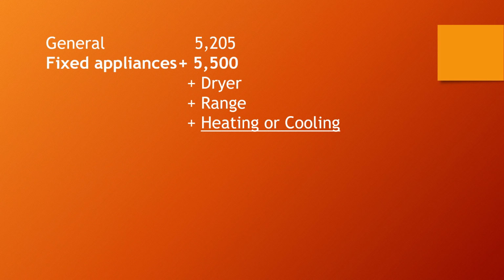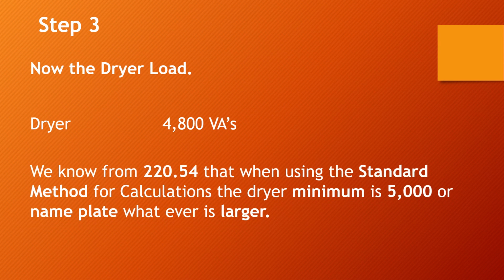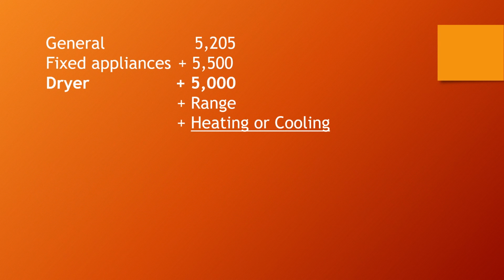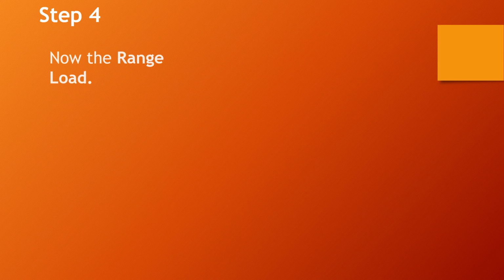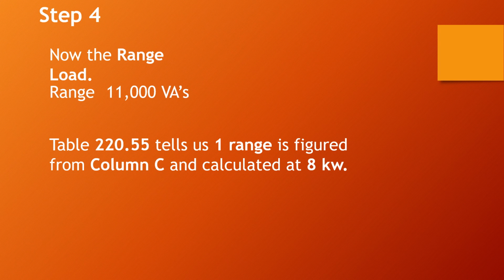Now let's head to our dryer. Our dryer is 4,800 VAs. We know that when using the standard method, you must use a minimum of 5,000 VAs or the nameplate, whichever is greater. So we're going to use 5,000. Now let's do our range. In this case, our range is 11,000. That is going to fall in column C of Table 220.55. We're going to use one range, and that is calculated at 8 kW.